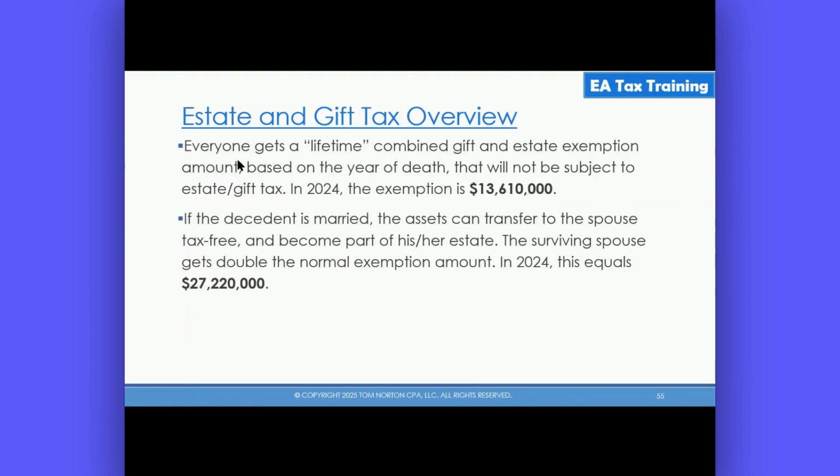Not all gifts or estates are going to be taxable. Everyone gets a lifetime combined gift and estate exemption amount. If you give amounts under this exemption amount, then you do not have to worry about the gift or estate tax. The amount of the exemption is going to depend on your year of death. For 2024, that exemption amount is $13,610,000.